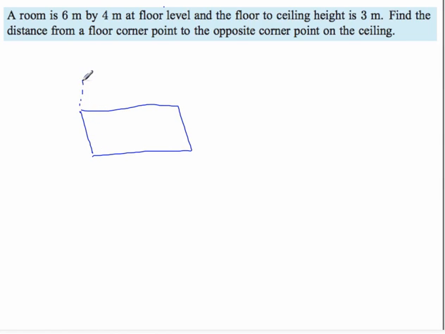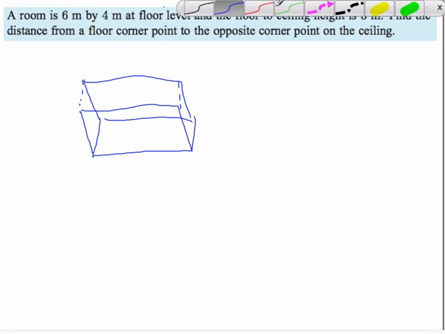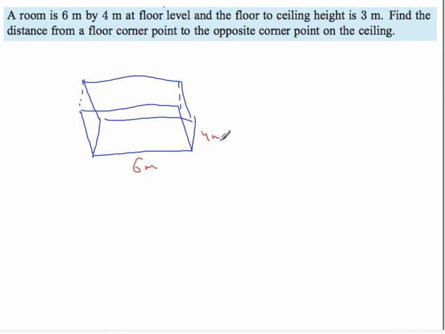And then I'm going to draw the roof. Okay, so there it is. So 6 by 4 room at floor level. So we call this 6 meters and 4 meters, and then the height of the room is 3 meters. So we want to find the distance from a floor corner point to the opposite corner point.